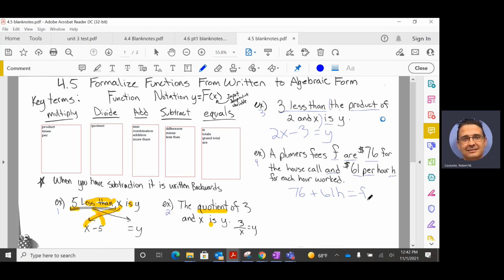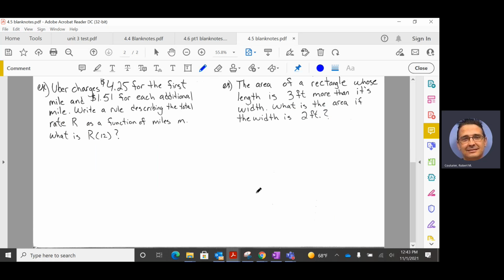F. So here are our variables this time. It's H, comma, F. Because in this case, H is the independent variable, and F, the price, the total fees, is dependent on how many hours you work. Nice, easy ways to start to write equations here. 2 more.